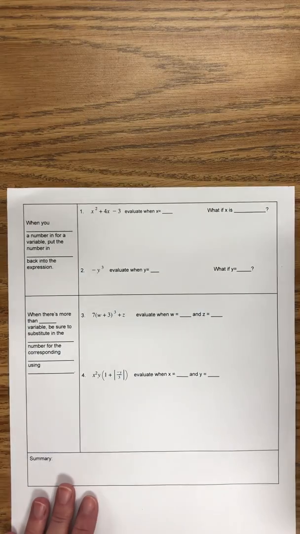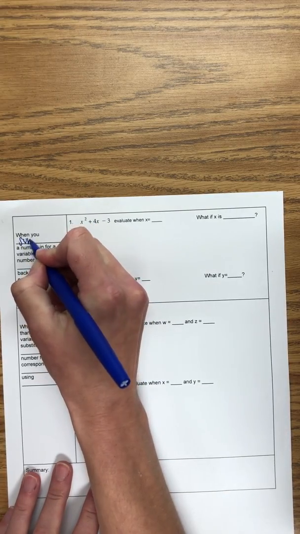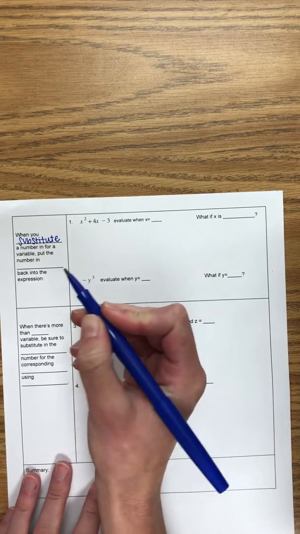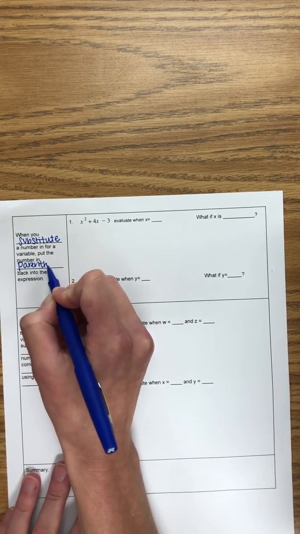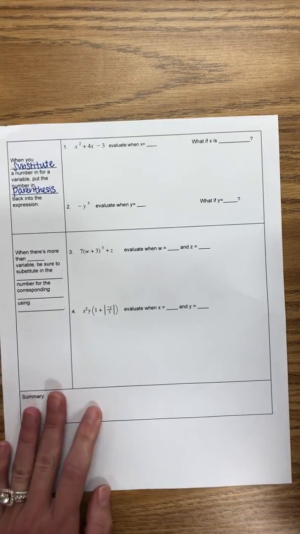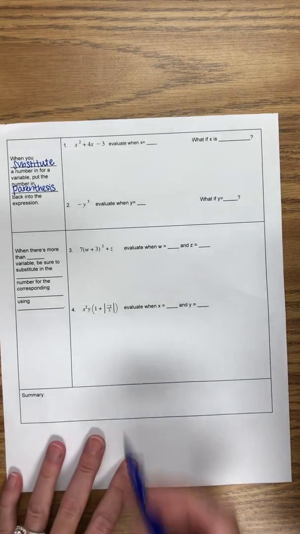Next page of your notes. When you substitute a number in, put the number in parentheses back into the expression, and then you will follow PEMDAS. So let's get started on the first one here. We're going to evaluate when x is -2.